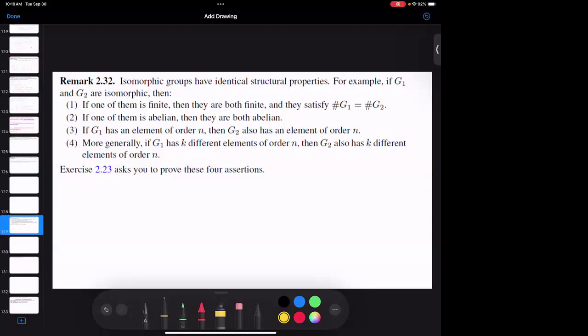So we have a list: isomorphic groups have identical structural properties. So if we can show that one of these properties holds in one but not the other, they can't be isomorphic. If one of them is abelian and the other one is not abelian, then they can't be isomorphic. If one of them has an element of order n and the other doesn't, they can't be isomorphic.